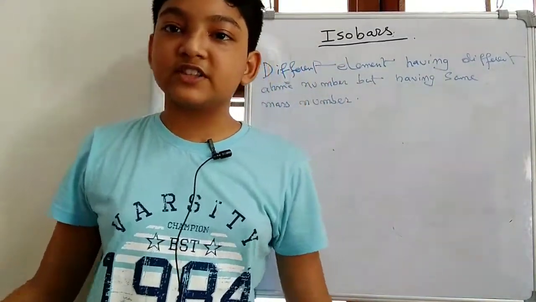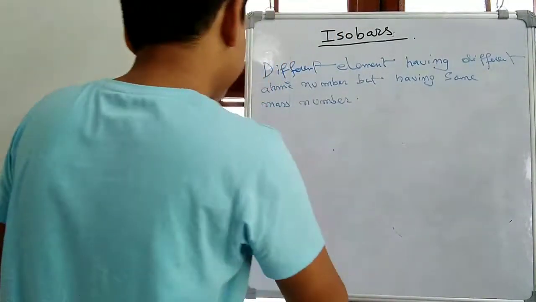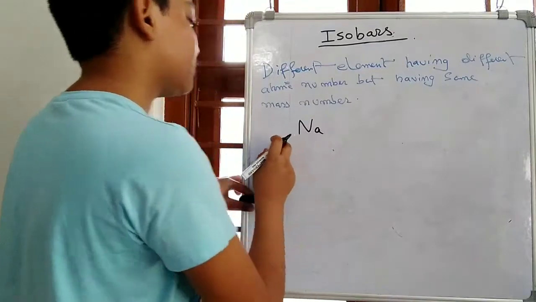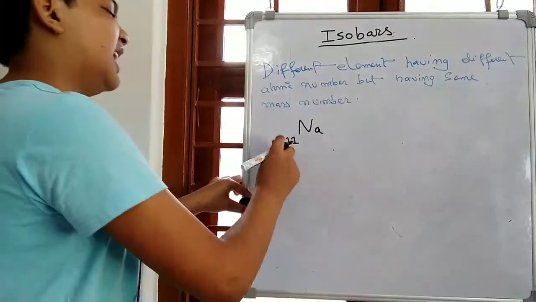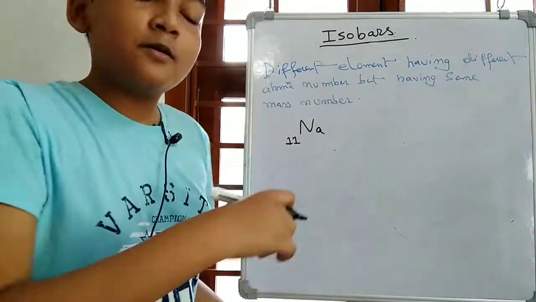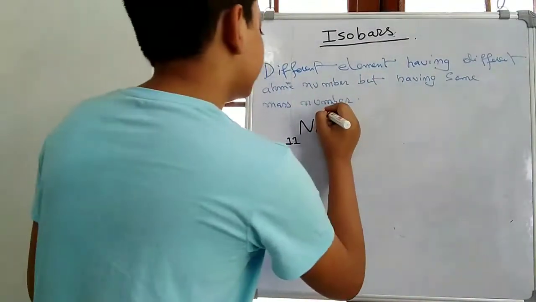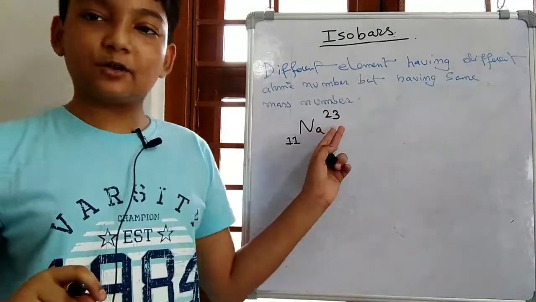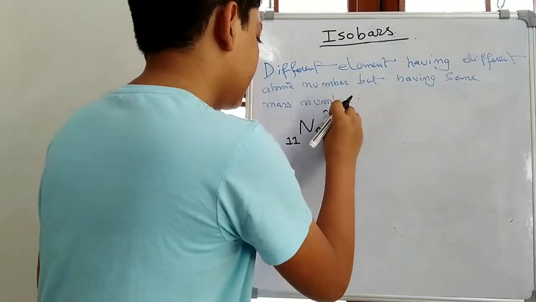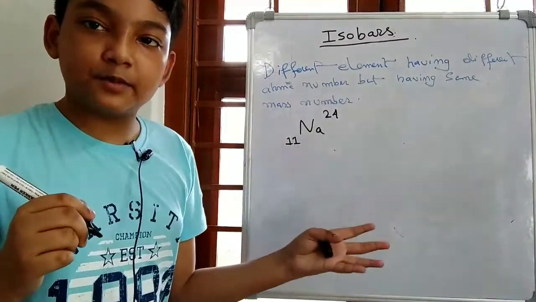Different element means oxygen and magnesium. Let it be. We are taking a good example like sodium. What is sodium? Na. And what is the atomic number, the number of protons in sodium? It's 11. And what is the mass number? We know mass number is 23. But let us take one isotope of sodium, whose mass number will be 24. Let it be like this.